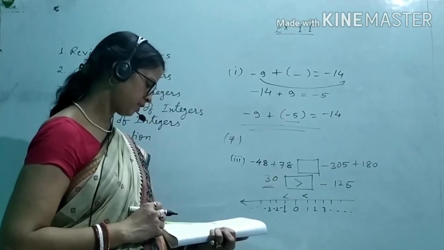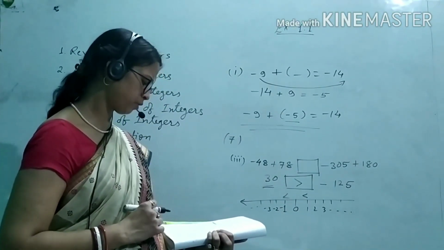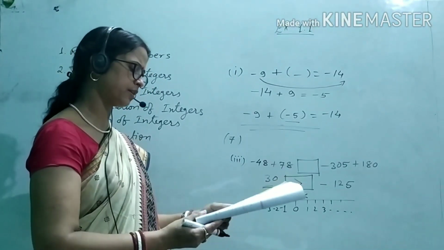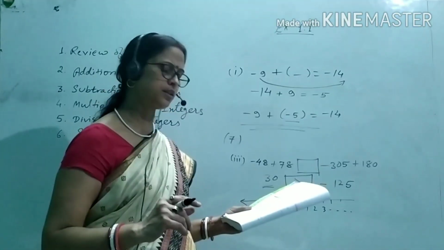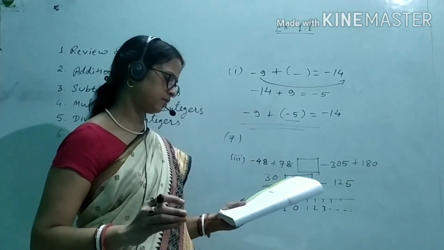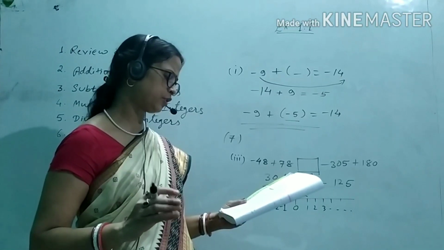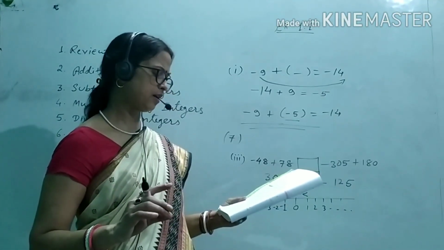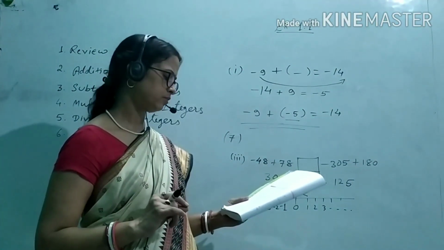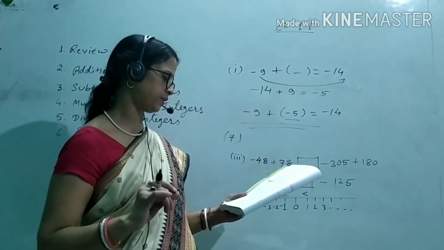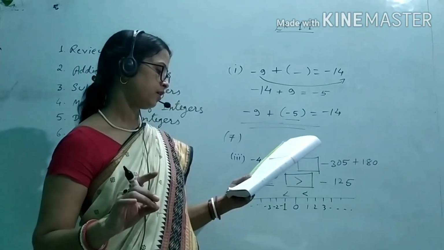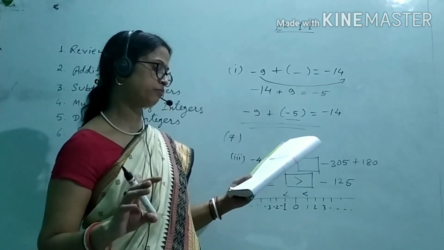Next question is question number 8. Subtract 24 from the sum of minus 18 and 26. Here, children, first you have to find the sum of minus 18 and 26. Then from the result you have to subtract 24, and the result you obtain is the answer. Question number 9. The sum of minus 7 and minus 17 you have to subtract from the sum of minus 36 and 42.